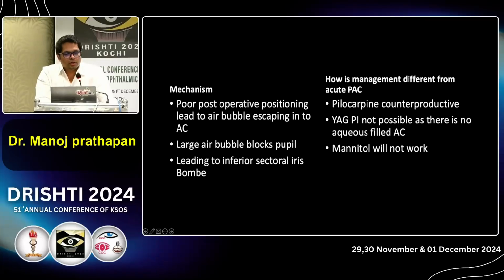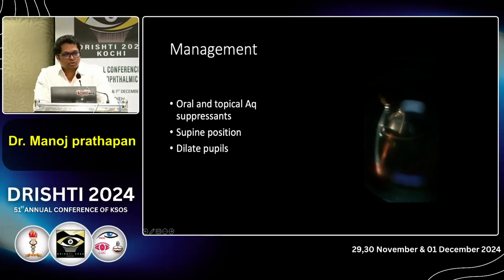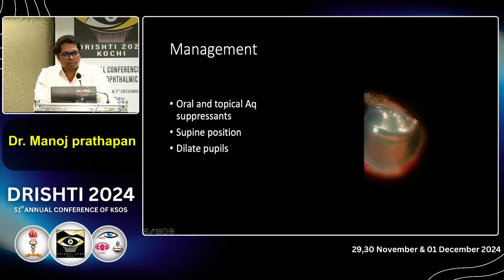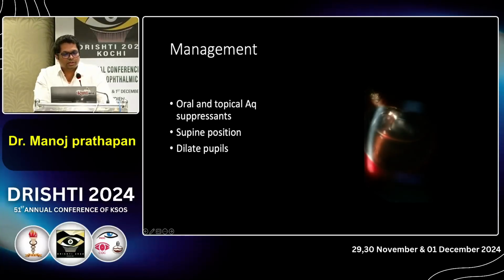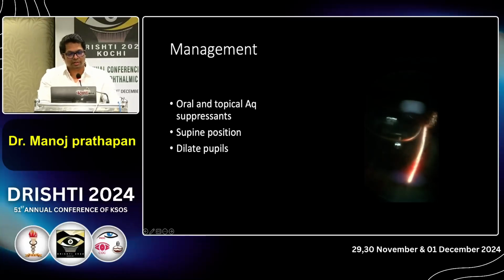So again, pilocarpine is counterproductive. You can't use it. PA cannot be done because there is no aqueous in the anterior chamber, and mannitol again will not work. So the management done here was to keep the patient supine and dilate the patient. As the pupil dilated, the pupillary block was reverted and the AC formed. It was as simple as that, and the cornea immediately cleared up.